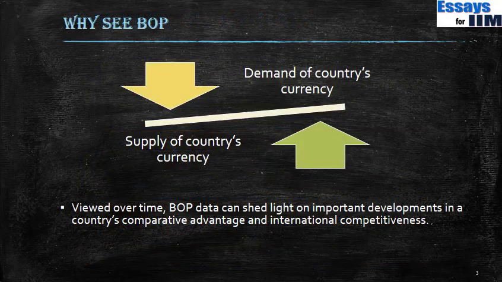So first of all, we need to understand why we need to see the balance of payment at all. Balance of payment, in very simple terms, is all about determining the demand of a country's currency and the supply of a country's currency. So the balance of these two determines where the currency's exchange rate actually lies. If we see it over time, balance of payment data can shed light on important developments in a country's comparative advantage and international competitiveness.